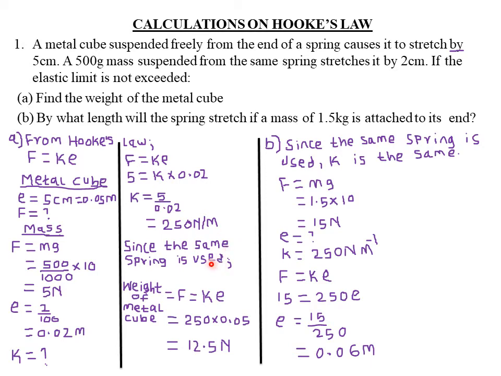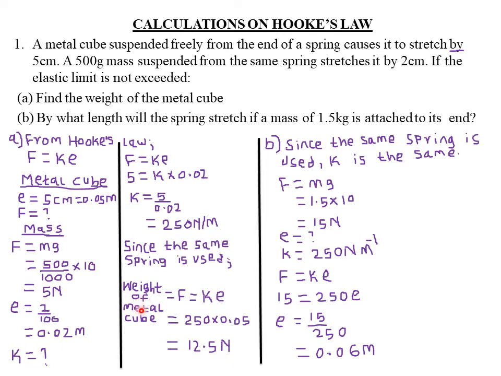But you should be keen, because when different springs are used, the value of K, the spring constant, can never be the same, unless you are told that the springs have the same spring constant or the same level of stiffness. We are told that the same spring is used, because they are saying that a 500 gram mass is suspended from the same spring, which means the spring constant is the same, and we have already found the spring constant from the values of the 500 gram mass. So the K for the mass is the same as the K for the metal cube.